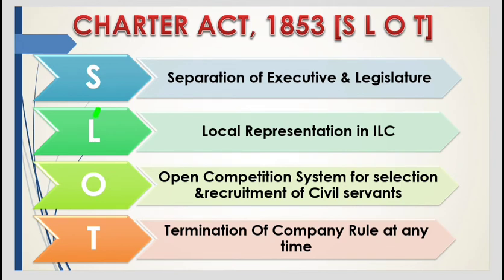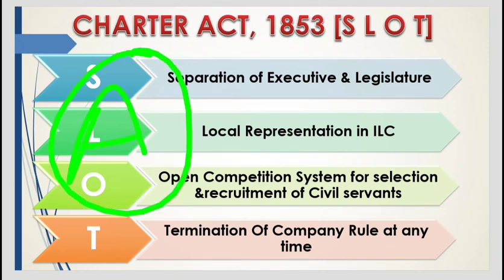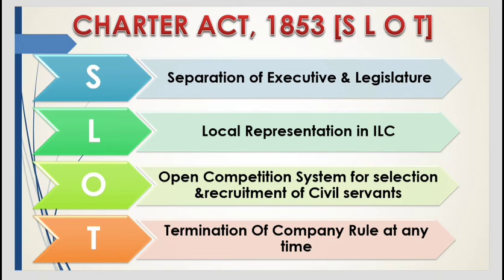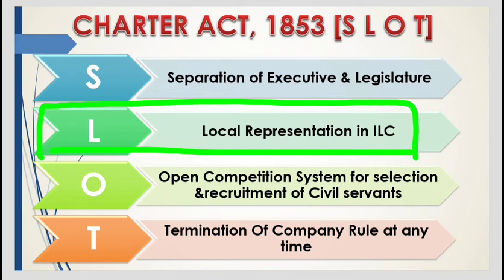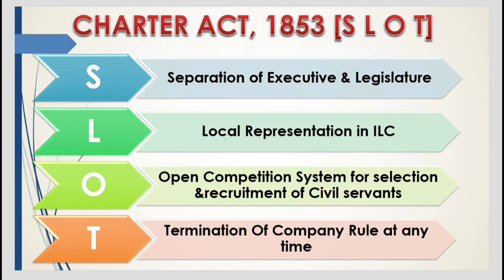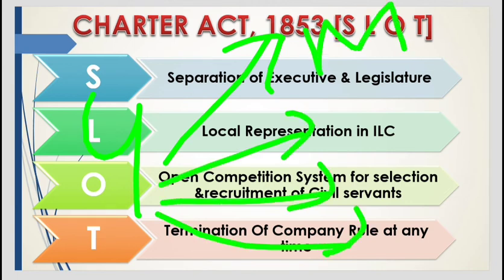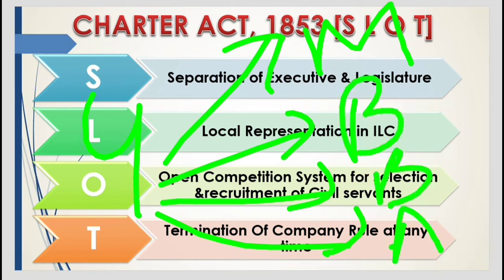So additional 6 members were appointed under the Indian Legislative Council. ILC stands for Indian Legislative Council, and this acted as a mini parliament, same as the British Parliament. Next is L, local representation in Indian Legislative Council. So out of 6 members, 4 were from the provincial or local governments. Which were the 4 local governments? Madras, Bombay, Bengal and Agra.